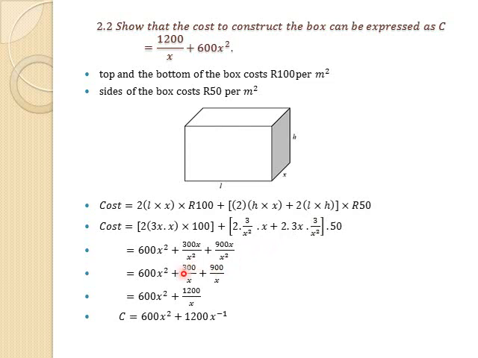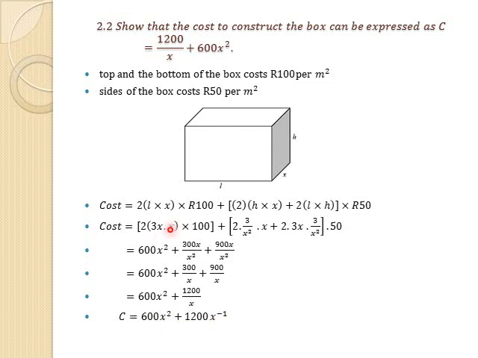If we simplify, I have 300 over x and x squared, so they cancel, or 1 minus 2 still gives me x to the power negative 1. The x and x squared leaves an x behind. Denominators are the same, so I can add the numerators. 300 plus 900 gives me 1200 over x. For us to answer the next question, I might just simplify. If I take x up, it becomes x to the power negative 1. So my cost C equals 600x squared plus 1200x to the power negative 1.